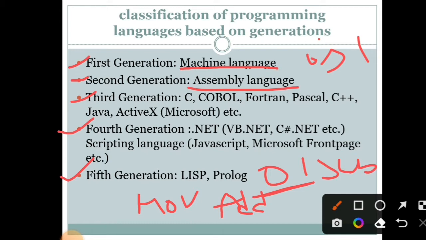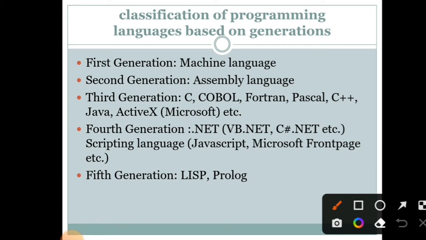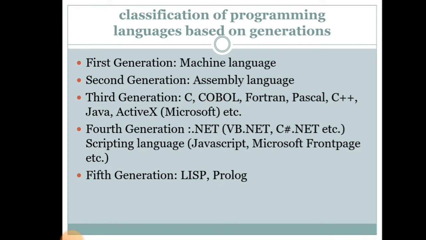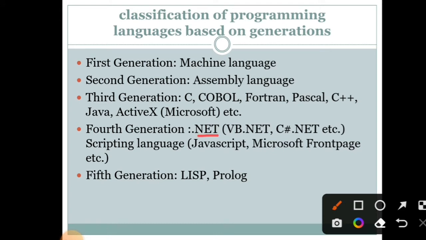Here COBOL stands for Common Business Oriented Language. Fortran is nothing but Formula Translation. Next, in fourth generation, the programming languages were .NET, that is VB.NET or C#.NET, etc., and scripting languages like JavaScript, Microsoft FrontPage, etc. Next, fifth generation programming languages are LISP, that is nothing but list processing, and Prolog. So these are the programming languages.